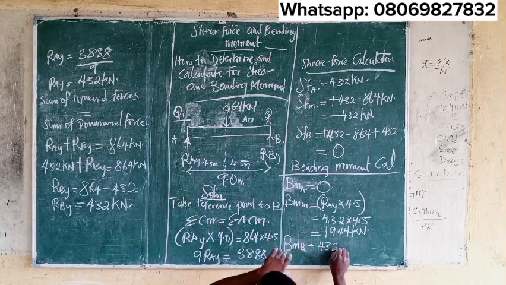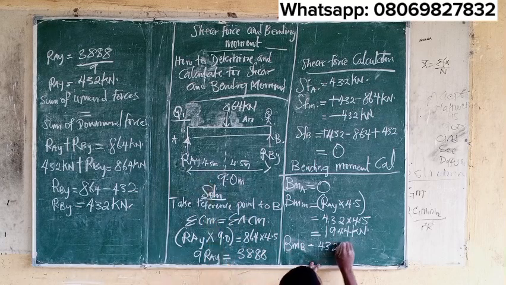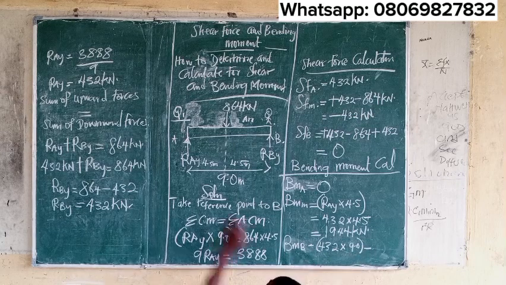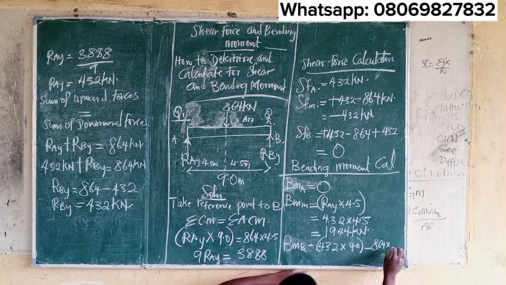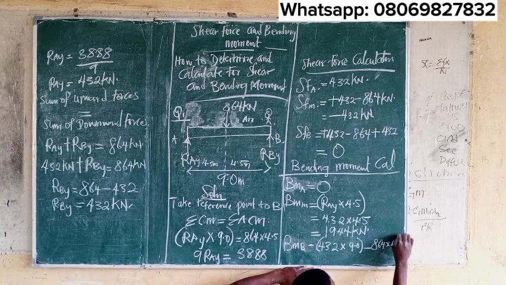432. What is the distance? Multiplied by what? 9.0. Minus, what is the next one? 864 multiplied by 4.5.